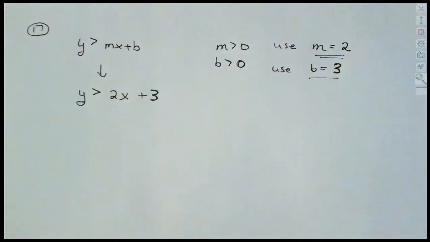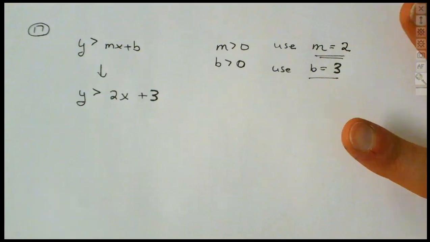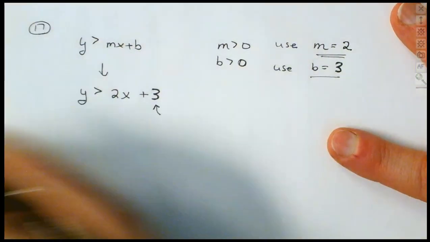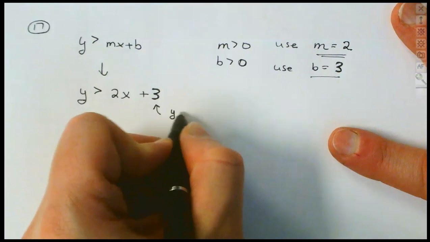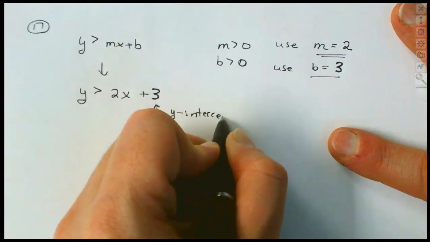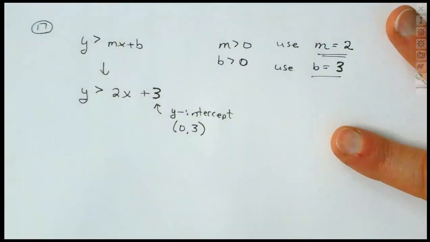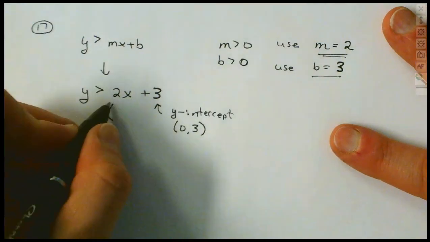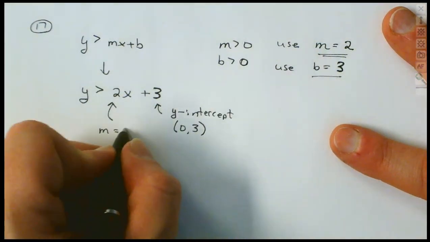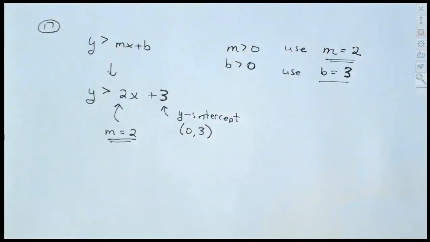Now let's graph this inequality. And we're going to count how many quadrants that it lies in and which quadrants. Okay, so how would we graph this one? Well, what does that 3 represent? That represents your y-intercept. And that y-intercept is at 0, 3. What does the 2 represent? Well, that represents your slope. We've got a slope of 2 and a y-intercept of 3.